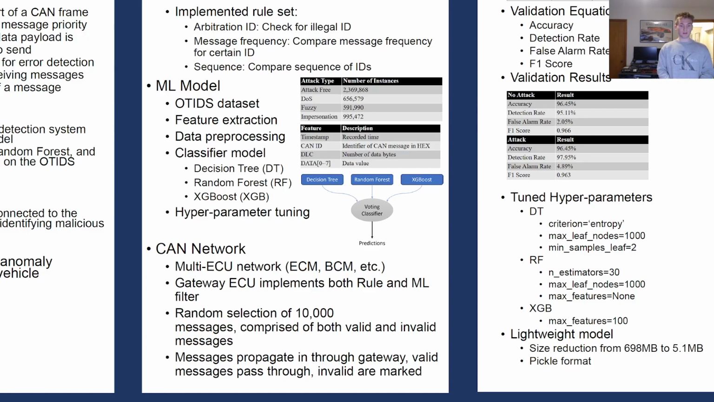So for the actual testing, we randomly select 10,000 messages from our data set that is comprised of both the OTID messages and also interpolated messages from that data set to generate some randomness and further evaluate the system. These messages are then propagated through the system, through the simulator. The gateway processes them, flags each as either valid or invalid, and then lets them go throughout the network again.